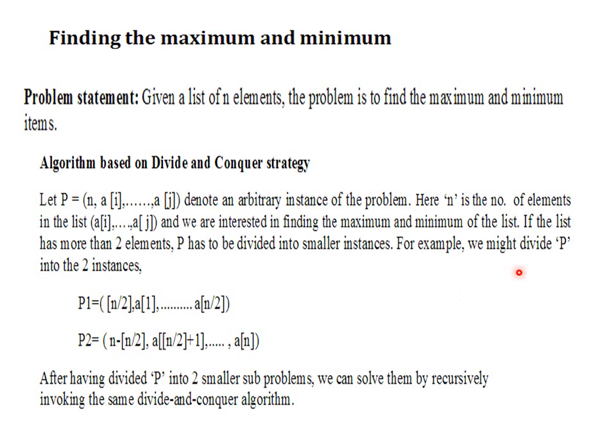And if the list has more than 2 elements, P has to be divided into smaller instances, right? For example, we might divide P into two instances, P1 and P2. P1 contains n divided by 2 items, because we are dividing n, the number of items. So it contains a of 1 to a of n by 2, if you start the index value from 1. The second list, P2, contains n minus n divided by 2 items.